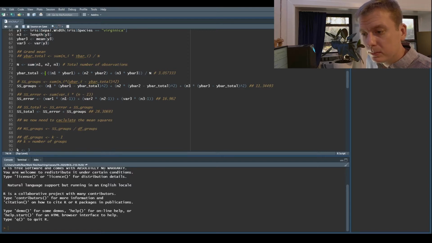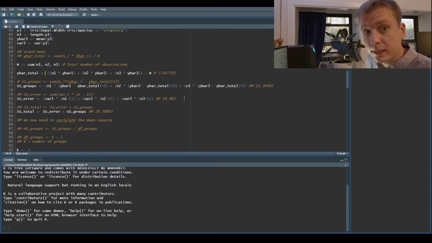Sum of squares groups is N1 times y bar 1 minus the y bar total, or the grand mean, squared, plus N2 times y bar 2 minus the grand mean, squared, plus N3 times y bar 3 minus y bar total squared. And this gives you 11.34493.